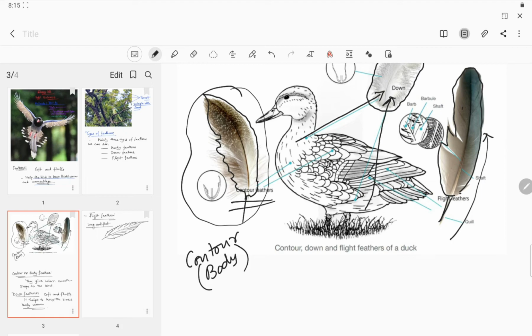Many years ago, people used to write their words using these flight feathers, right? So these are the flight feathers, and you can see them in the tail of a bird.